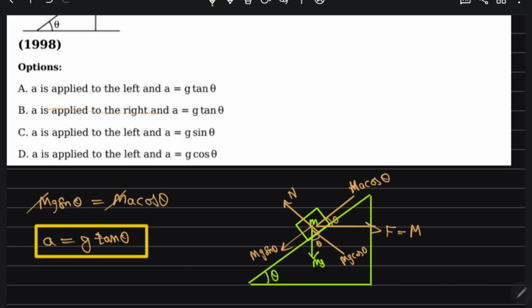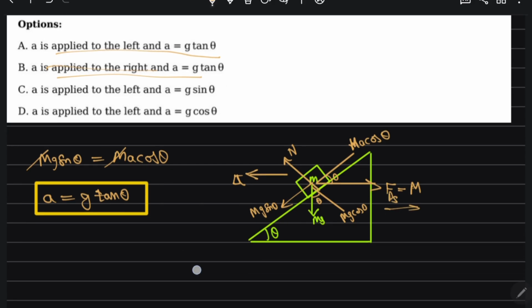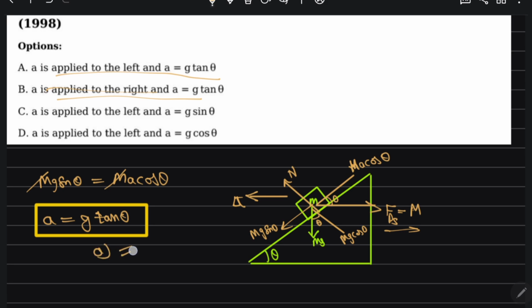So we have to provide acceleration g tan theta to the left, so that due to pseudo force this wedge moves rightwards. Due to pseudo force this wedge is moved rightwards so that this balances. So which option is correct? First.